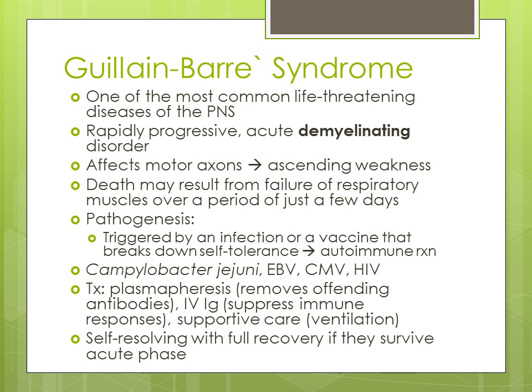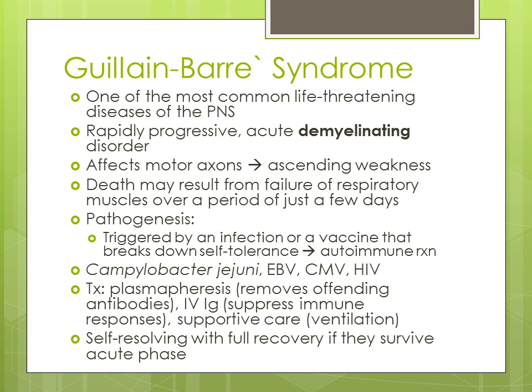Basically, the pathogenesis of this disease is that it is triggered by some sort of an infection or a vaccine, and this causes a breakdown in the self-tolerance. So then you get an autoimmune type reaction that affects the myelin sheaths of the motor axons. And common bugs are Campylobacter jejuni, Epstein-Barr virus, EBV, cytomegalovirus, CMV, and human immunodeficiency virus, HIV.